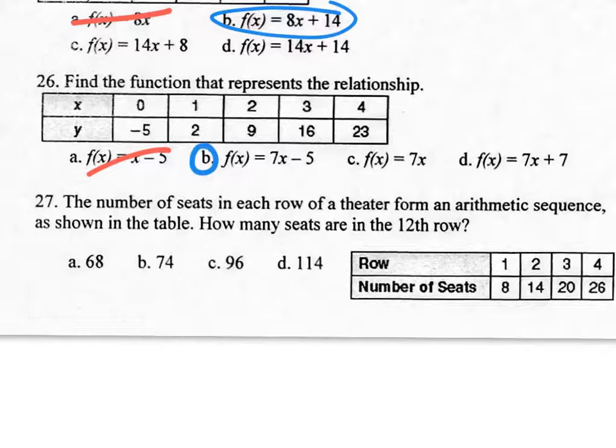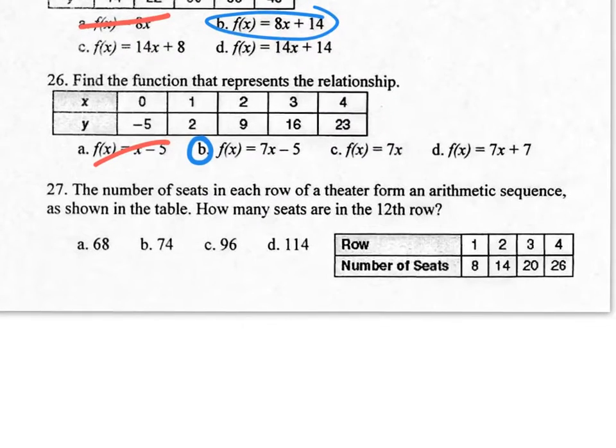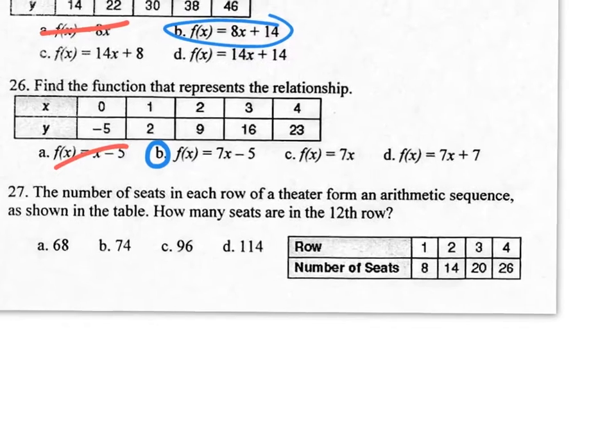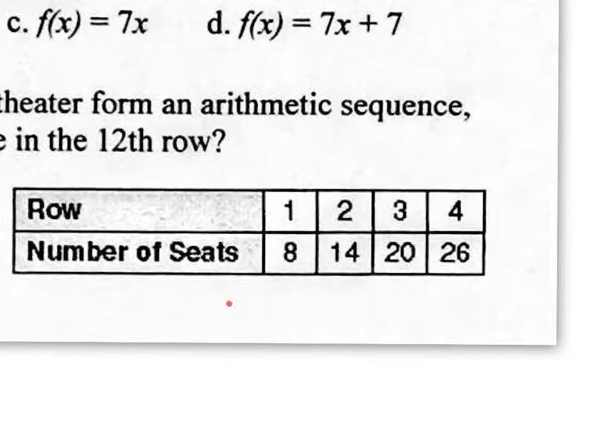So for number 27, it says the number of seats in each row of a theater form an arithmetic sequence as shown in the table. How many seats are in the 12th row? So ladies and gentlemen, this is arithmetic. What is the common difference?